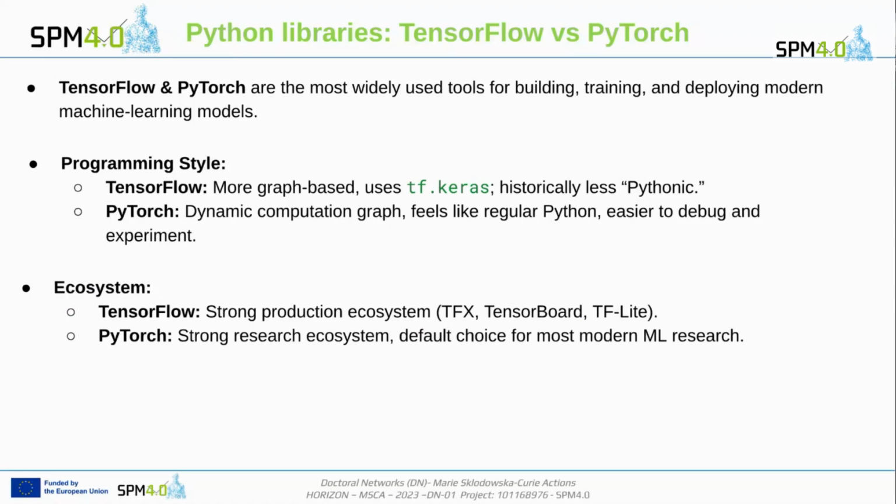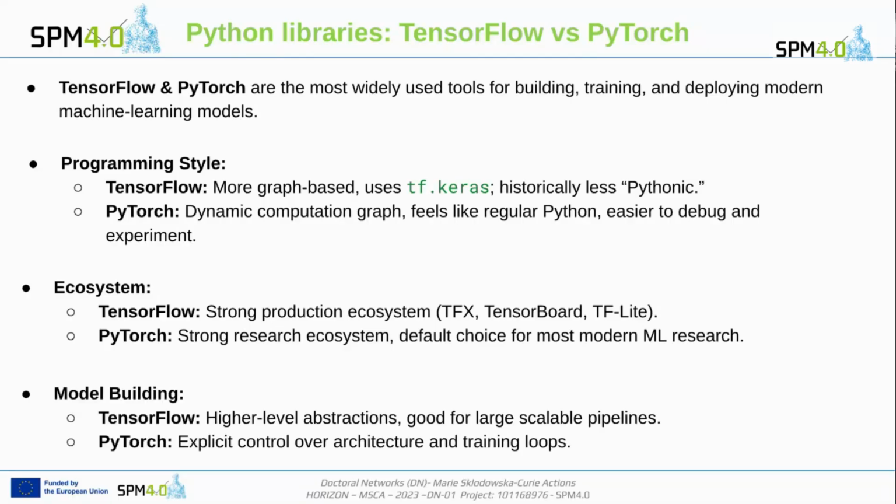I would say that PyTorch should be the default choice for most modern machine learning research. As I said, TensorFlow is more abstract, and it used to be slower, but I'm not so sure about these days. If you want explicit control over the architecture and all the fine details, you definitely need to use PyTorch, I think.